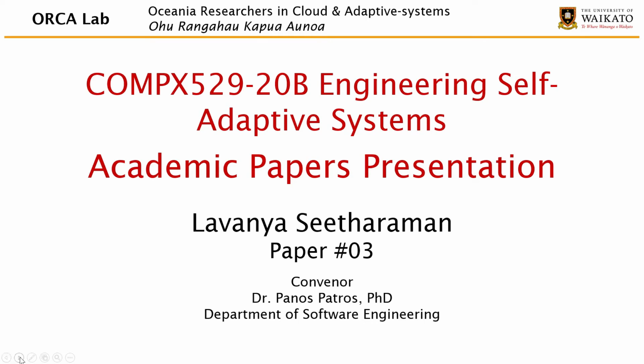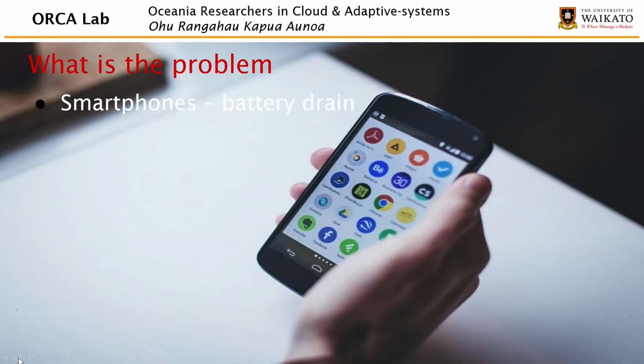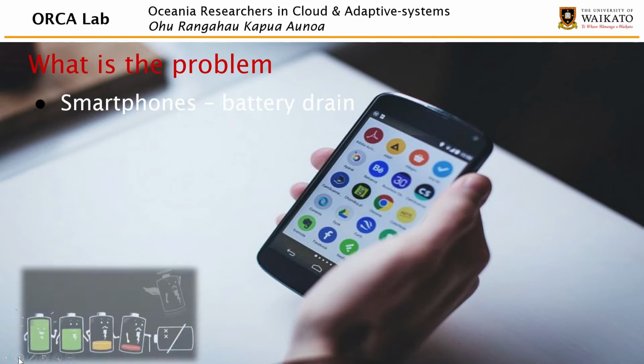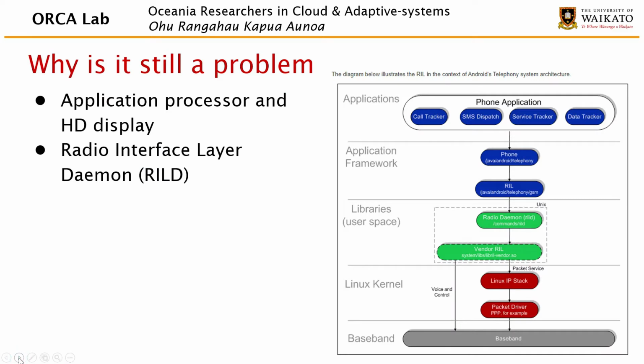I'm presenting the paper on making smartphones smart on demand with radio interface management. A major concern for today's smartphones is faster battery drain than the traditional feature phone, despite their greater battery capacities, because more power-consuming smartphone components, such as multi-core application processors and high definition displays, are used in the smartphone. If you are trying to increase the battery life of the smartphone by minimizing the use of the application processor and the HD display for the operation related to the basic function.